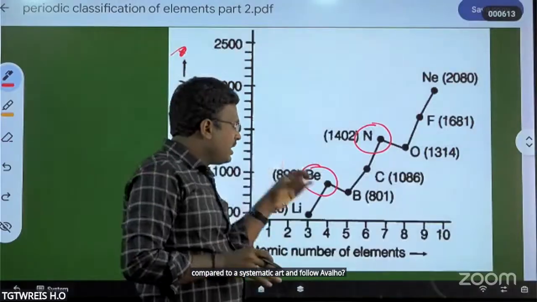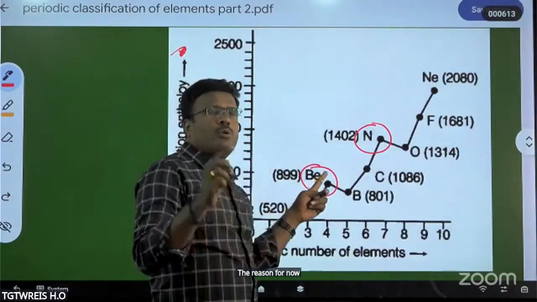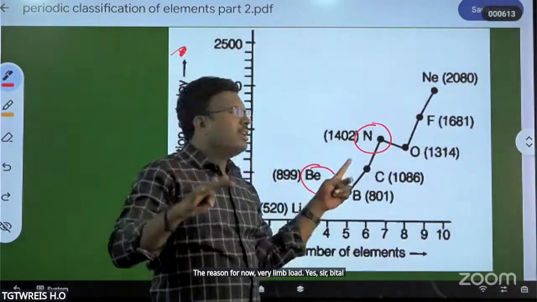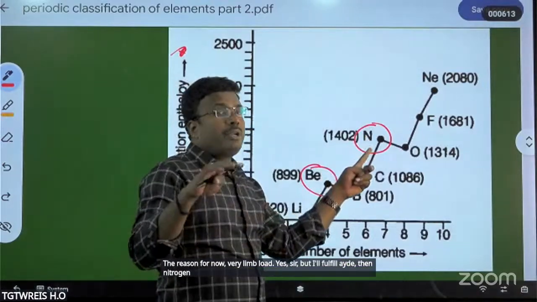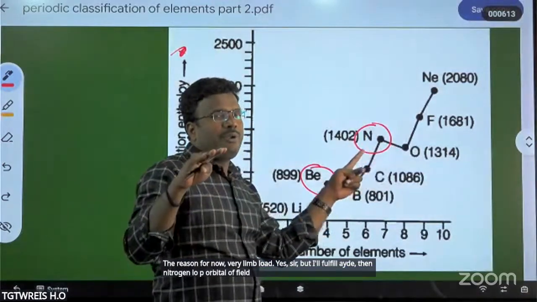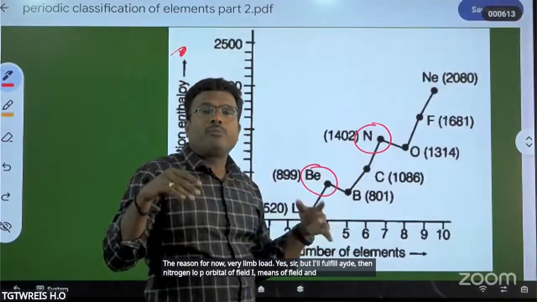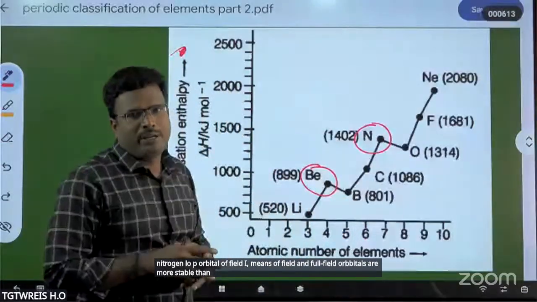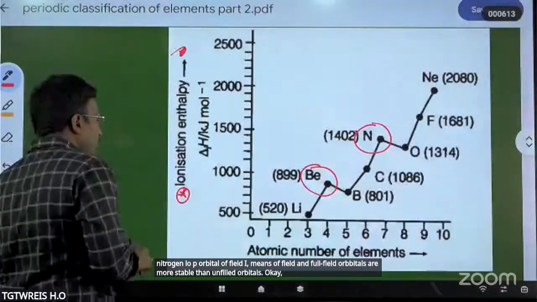What is the reason? In beryllium the s orbital is fully filled, and in nitrogen the p orbital is half filled. Half filled and full filled orbitals are more stable than unfilled orbitals. Okay, that is Hund's rule.